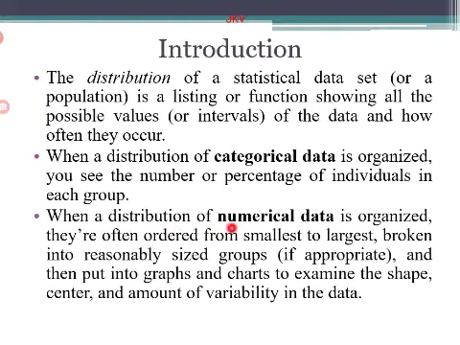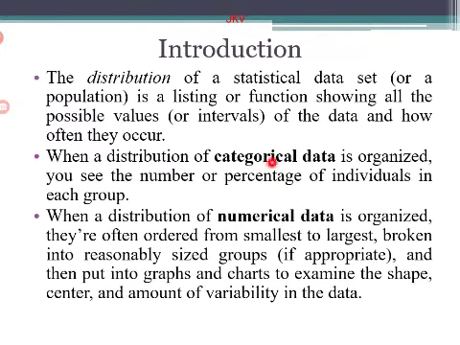Now, when a distribution of numerical data is organized, for example, blood pressure, HB levels, they are often ordered from smallest to highest, broken into reasonably sized groups, if appropriate, and then put into graphs and charts to examine the shape, center, and amount of variability in the data. So these are the two ways in which the data can be organized.